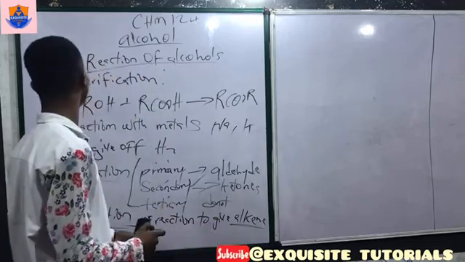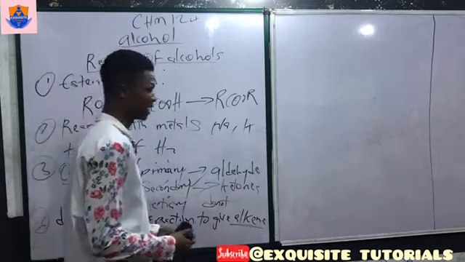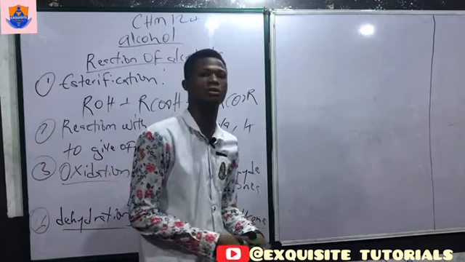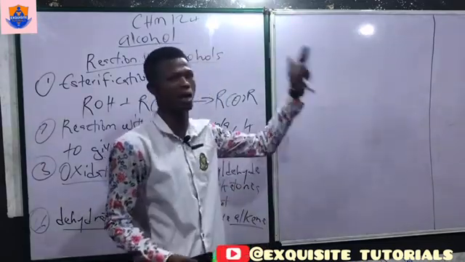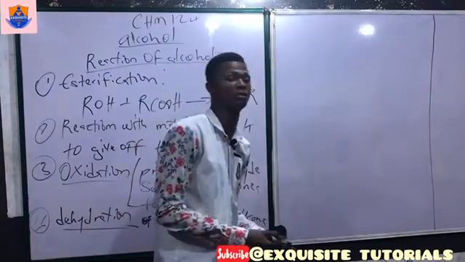This is a major reaction of alcohol, the dehydration reaction of alcohol to give alkene. So this will be the end of today's class. In our next topic or next videos, we'll be talking about phenols and other carbonyl compounds and the rest.